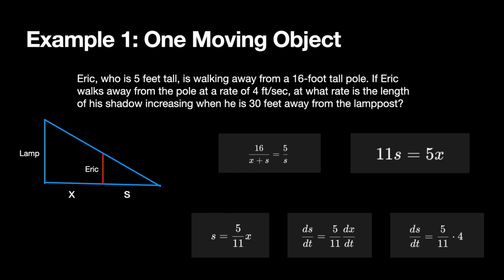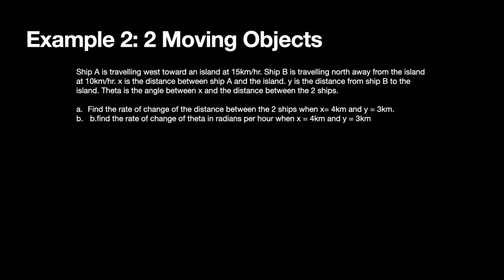Then we differentiate and then plug in 4 for dx over dt, as that's the rate of change of the distance from the lamppost, to solve for ds over dt, or the rate at which our shadow is increasing. Then, with two moving objects, here's an example problem.